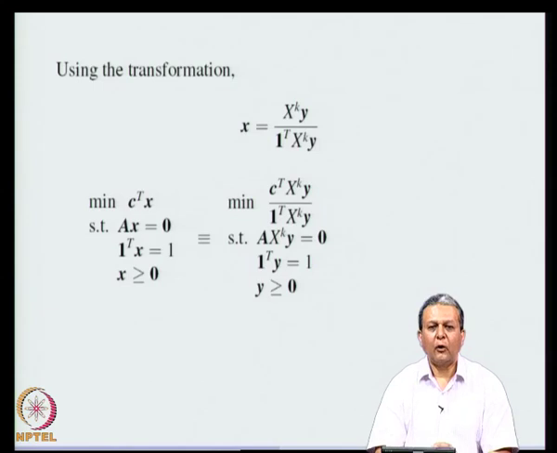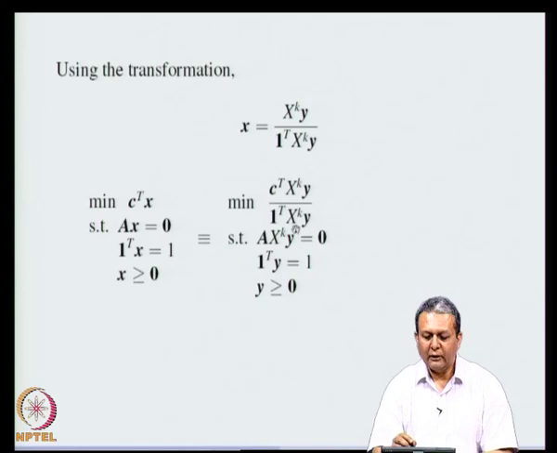Now, for a moment it may appear that a simple linear program has been converted to a program which is not linear. For example, the objective function itself is a fraction of 2 linear terms. So, it is not a linear program, and therefore, it will be difficult to solve this.